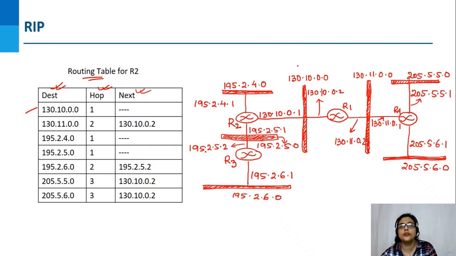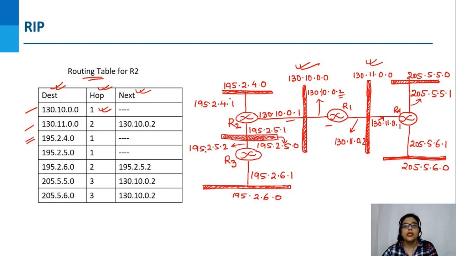130.10.0.0 is here, and the router R2 can go to this network by one hop, and there is no next field because router R2 is directly connected to this network. Next, we go to 130.11.0.0. So this is here, this network. So if the router wants to go to this network, it has to go via two links. So there are two different links, and the next hop will be through router R1, and the link address will be 130.10.0.2.